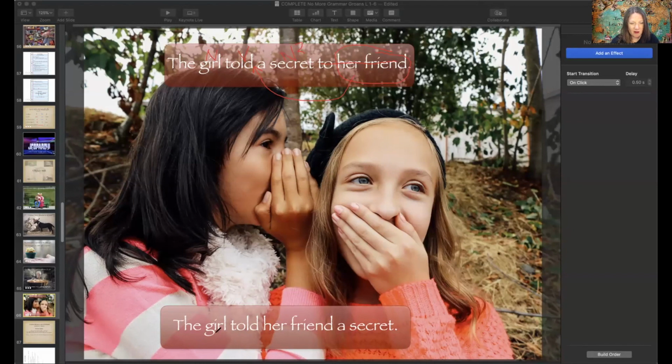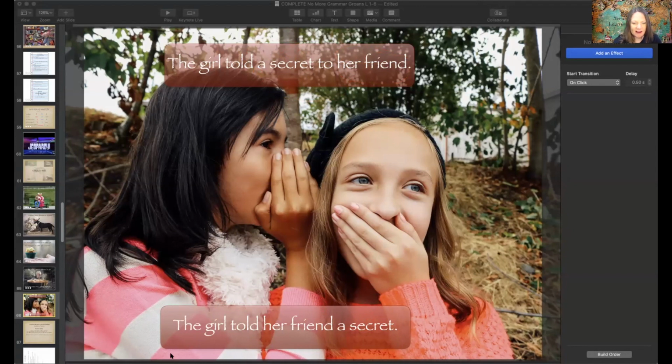And look down below. The girl told her friend a secret. Girl is the subject, told is the verb, secret is noun 2, and friend is noun 3. So we have that subject, verb, indirect object, direct object sentence pattern. And that is how it's done.